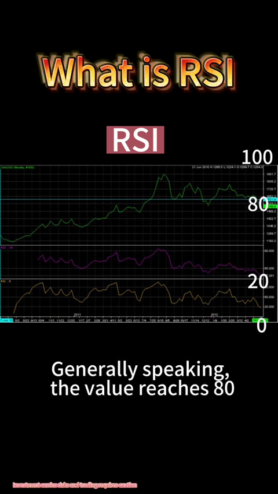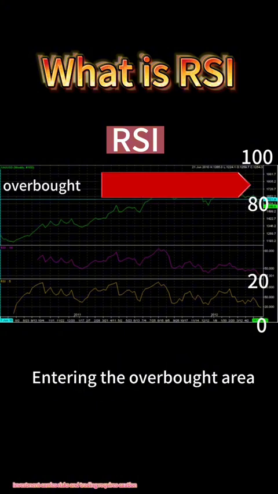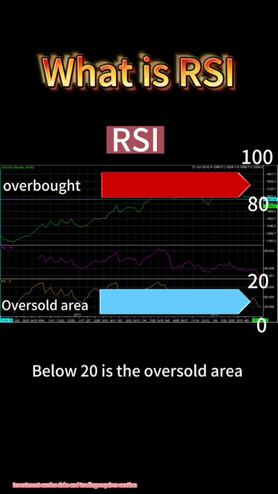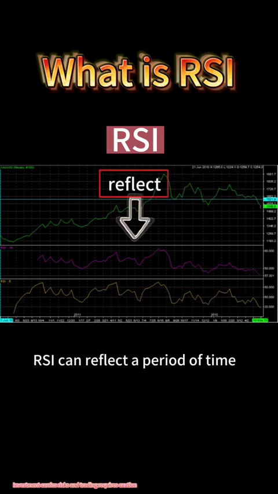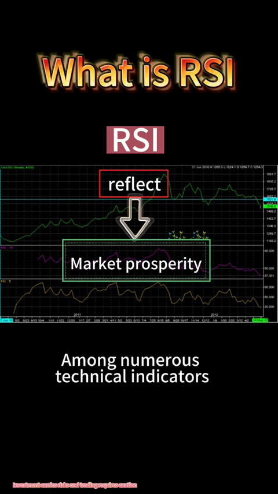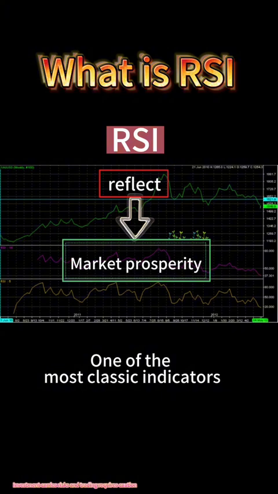Generally speaking, when the value reaches 80, it enters the overbought area. Below 20 is the oversold area. RSI can reflect the market's prosperity over a period of time. Among numerous technical indicators, it is one of the most classic.